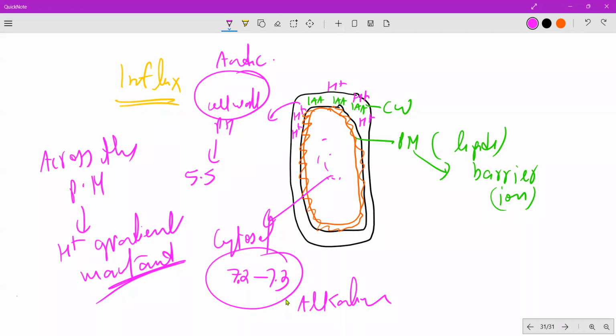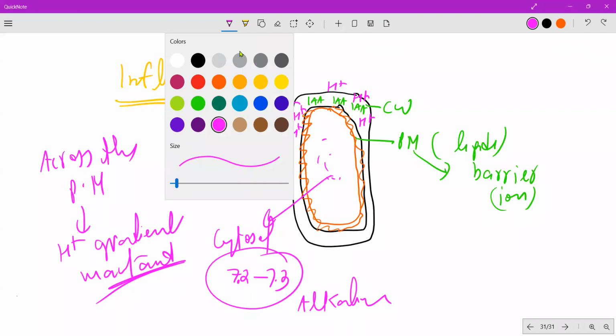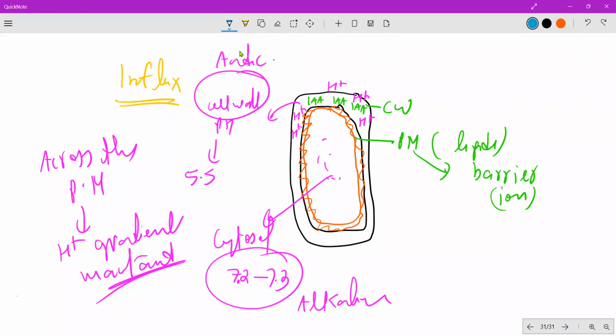Now, if somebody is very smart out of you, you'll ask me, sir, how is this gradient maintained? Why is the cell wall more acidic? You tell me the answer. Why is the cell wall acidic? बोलो भाई. भाई प्लांट से कौन है यहाँ पे? Anybody from plants? No? Yes, sir. So sir, let me make a proton gradient.